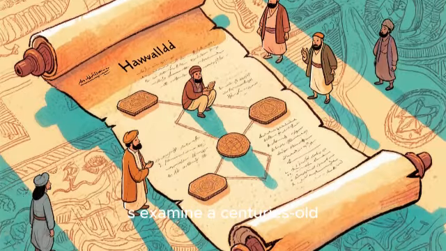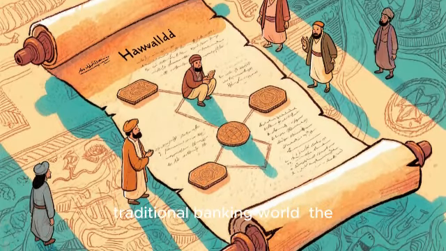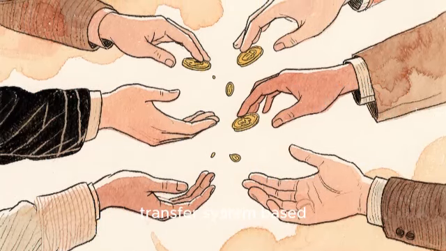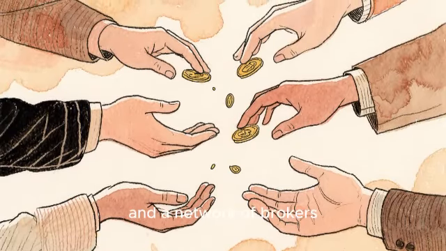Finally, let us examine a centuries-old system that operates parallel to the traditional banking world, the hawala or hundi system. This is an informal value transfer system based not on moving physical currency, but on trust and a network of brokers, hawaladars.